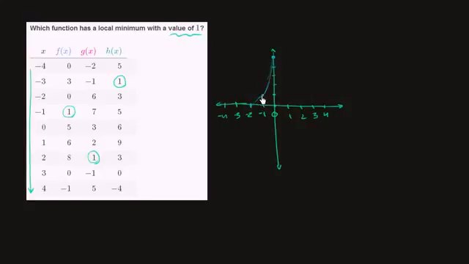And so it's clearly not a minimum point right over here. We're increasing into 1. So this is not a minimum point.